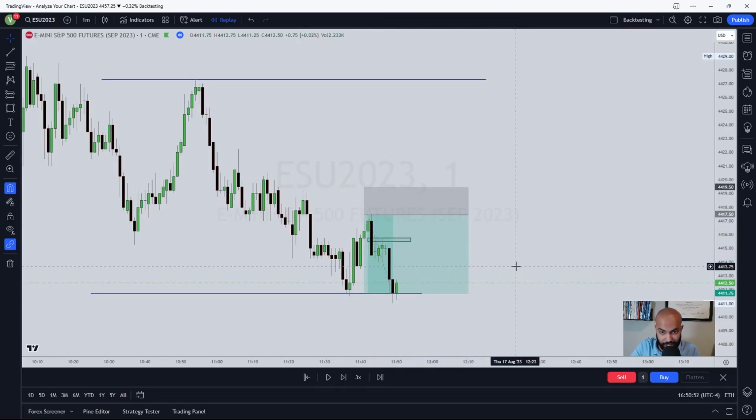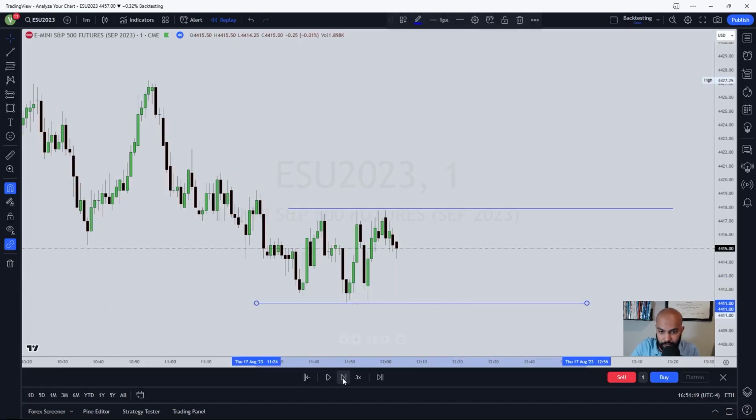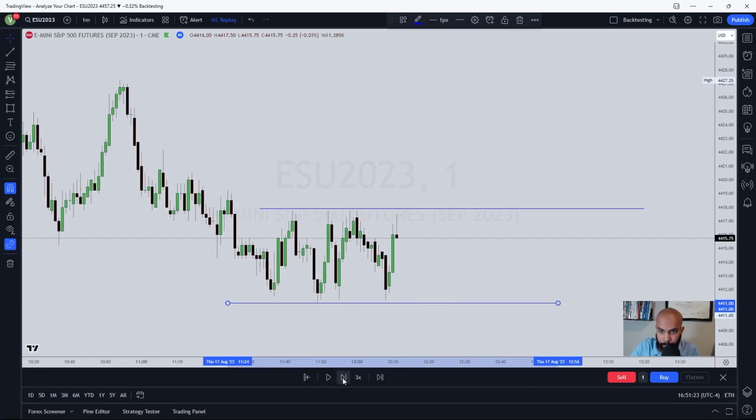Of course, this is all 100% in hindsight. It's just so our minds can get trained to see price, see what happens, so we could see similar patterns when we're dealing with live market conditions. Okay, continuing. We can put this here because we're chopping around.